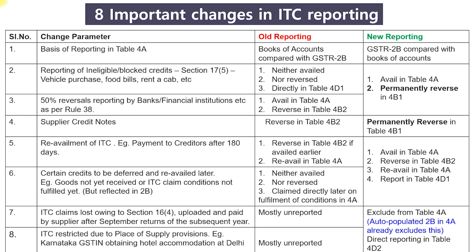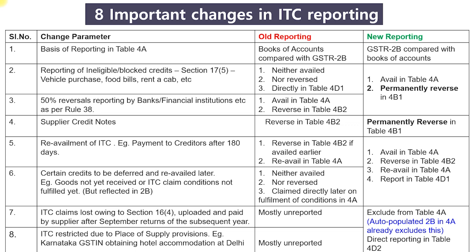The next example or change is with banking and financial institutions who can opt for a 50% flat reversal under Rule 38. Earlier, they used to avail all the credits in 4A and reverse in 4B2, but now they will have to permanently reverse in 4B1.